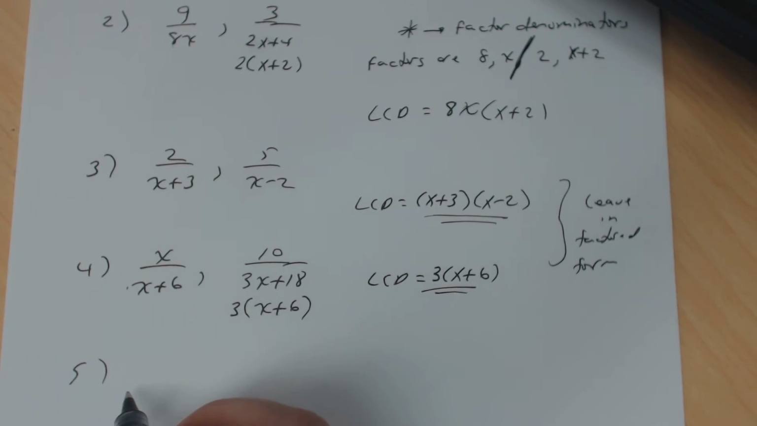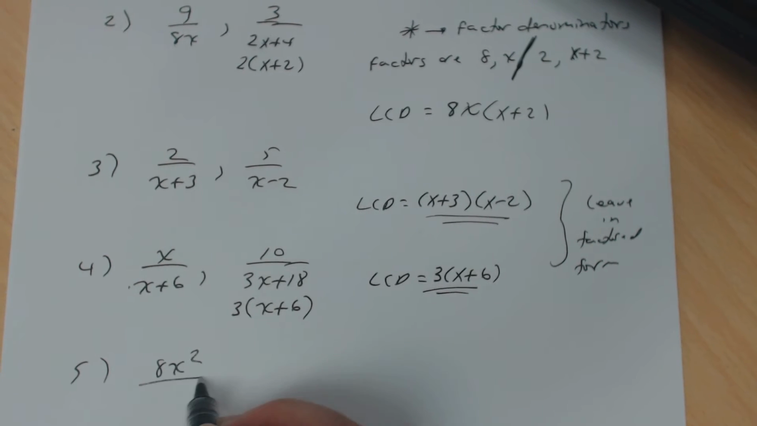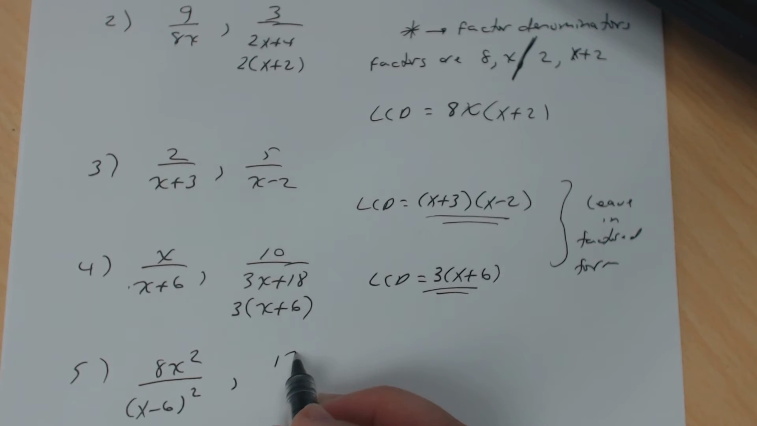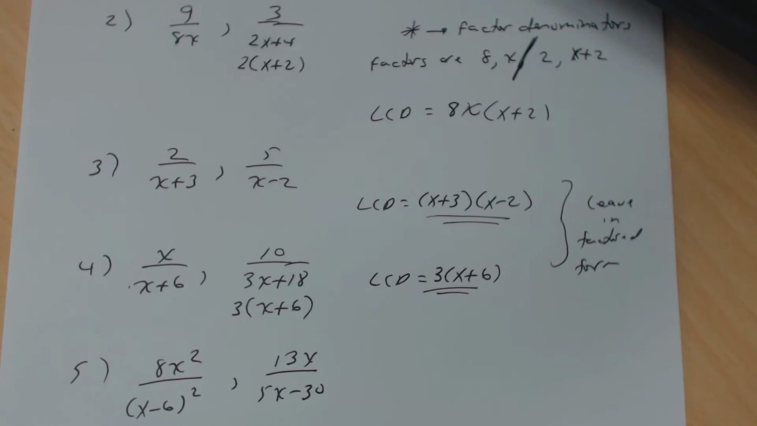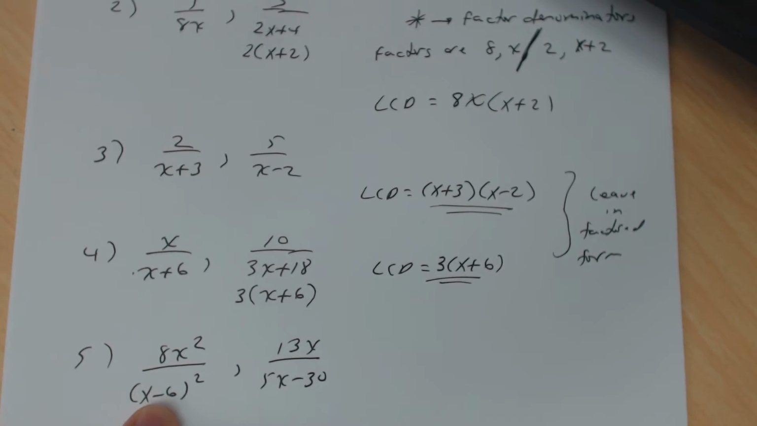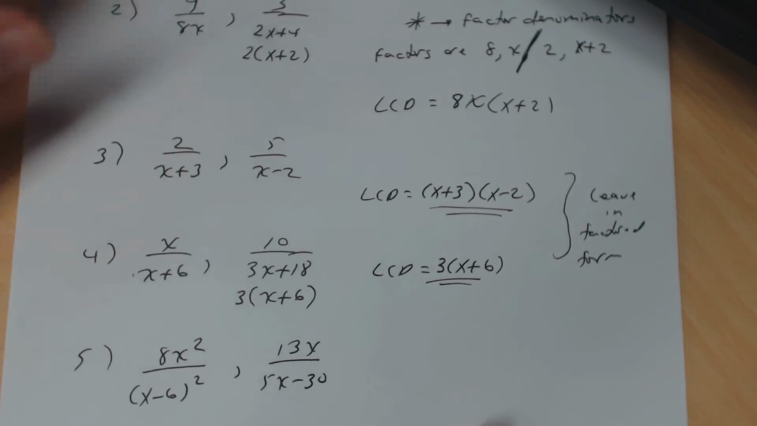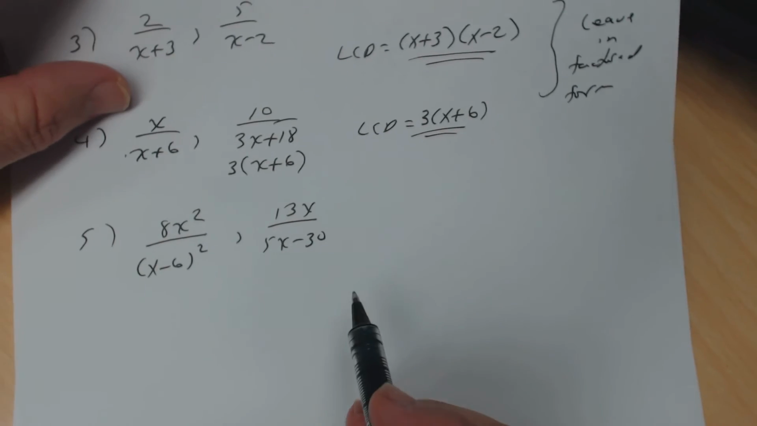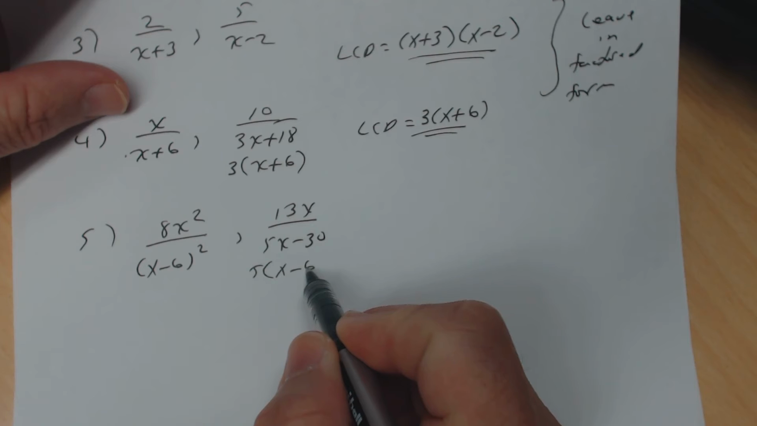All right, number 5. Let's suppose we had 8x squared divided by x minus 6 squared, comma, 13x divided by 5x minus 30. All right, so again, x minus 6, I can't do anything else to it. It's already factored. Here, though, this polynomial is not factored, but the GCF of 5x minus 30 is 5, so you factor out a 5. So when you factor out a 5, you're left with 5 times x minus 6.